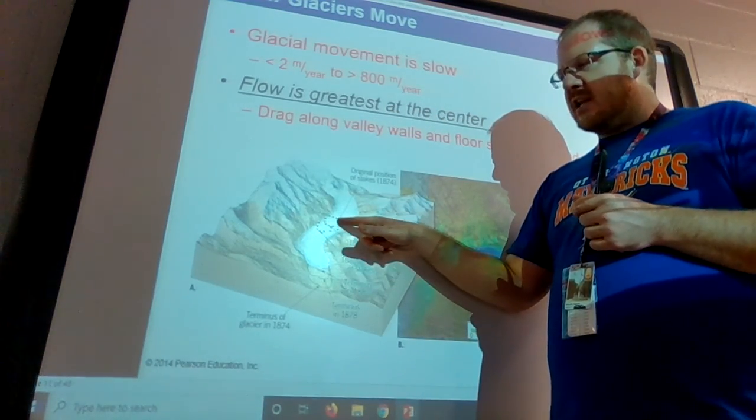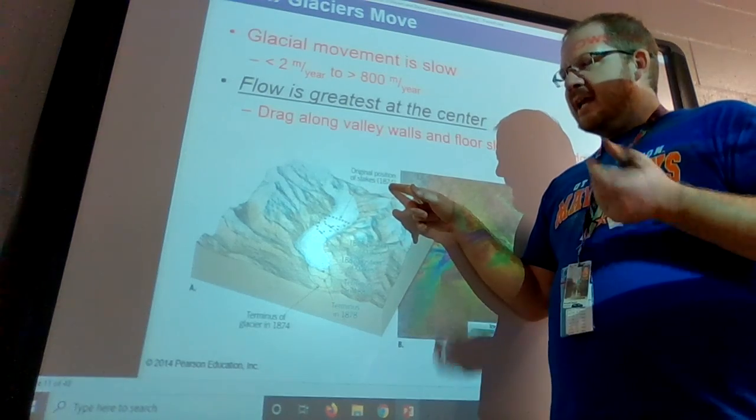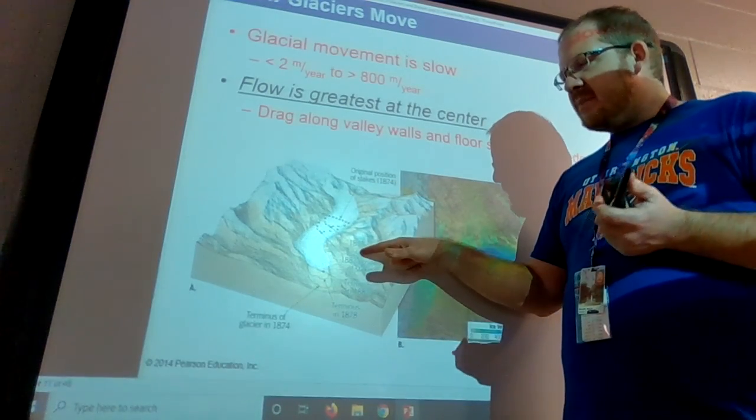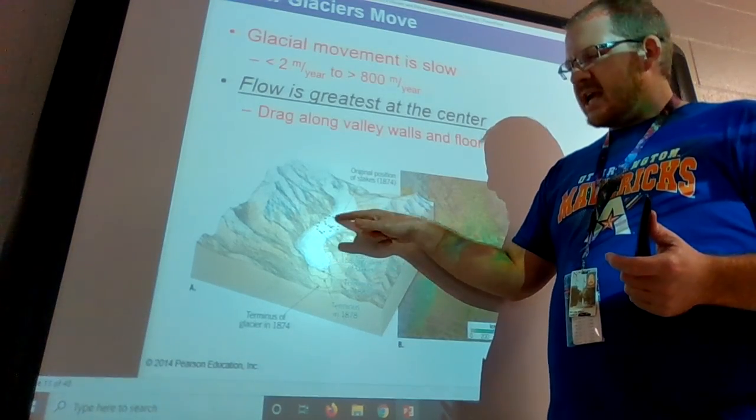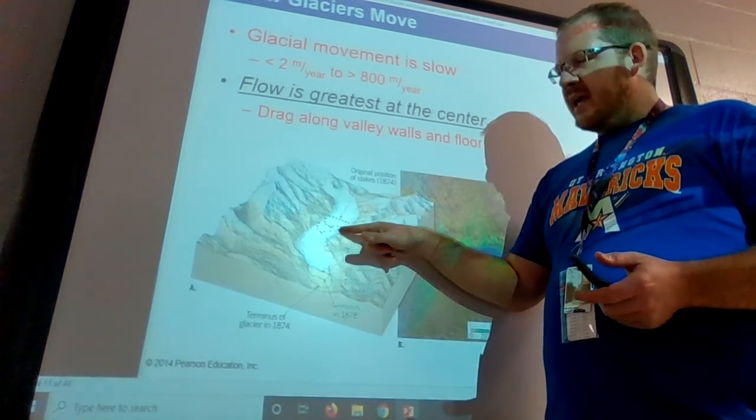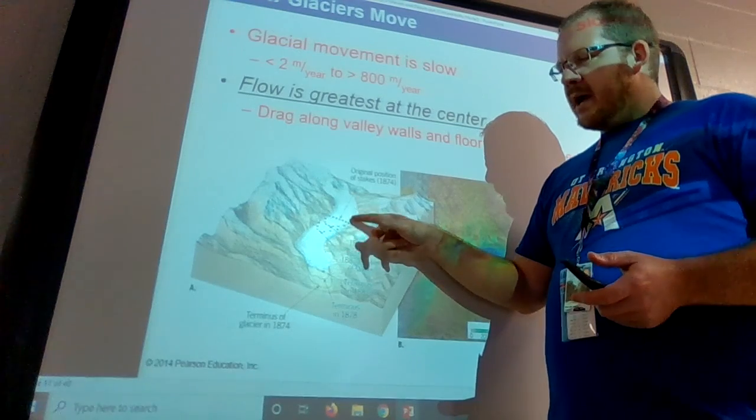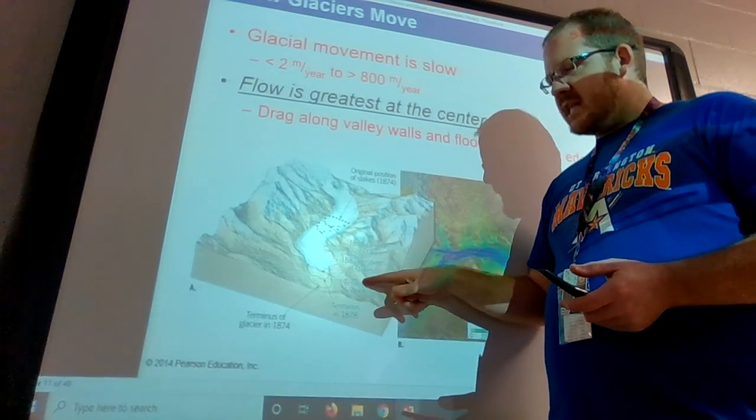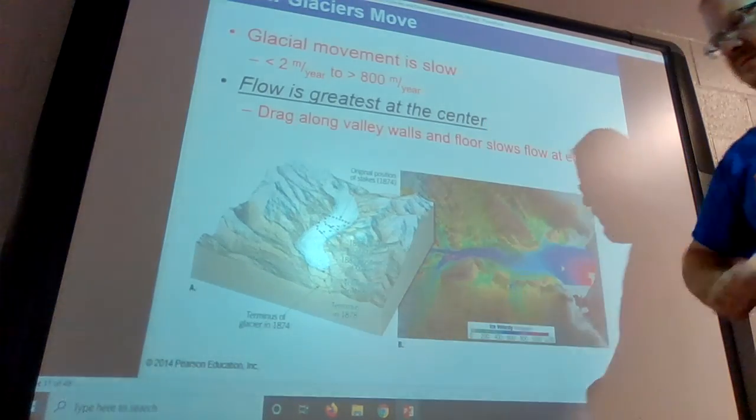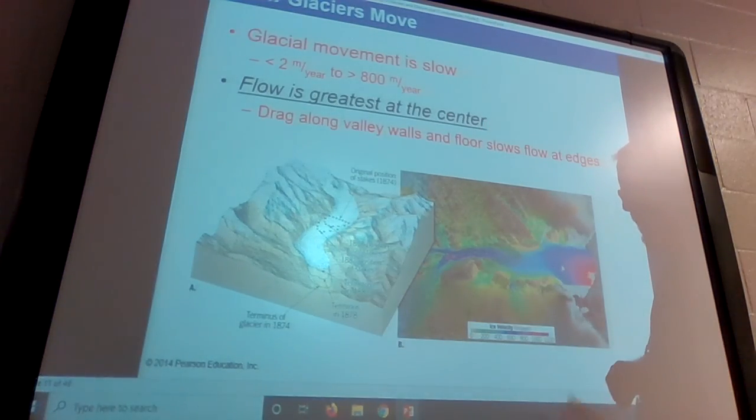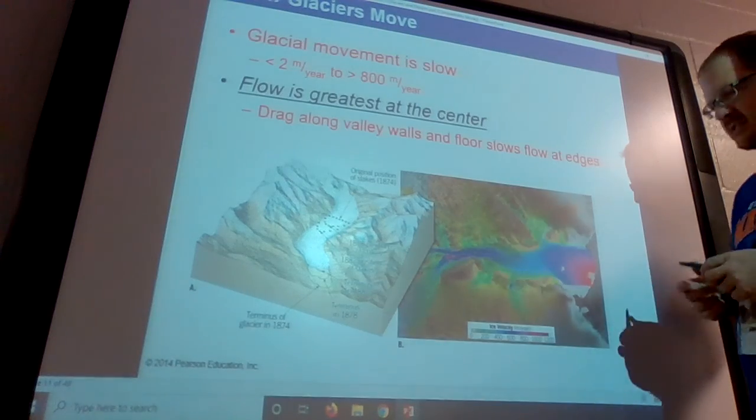What you can see here is a line of stakes that were put in in 1874. By the time they came back in 1878, 4 years later, the middle stakes had moved much further than the outer stakes here. And so you can see the nice curved feature, and that continued through 1882, where the middle stakes had gone even further. So as the glacier moves down, the middle part is what moves the fastest.